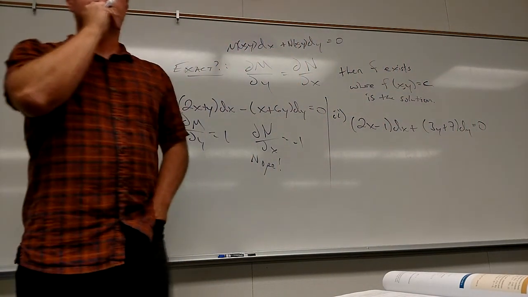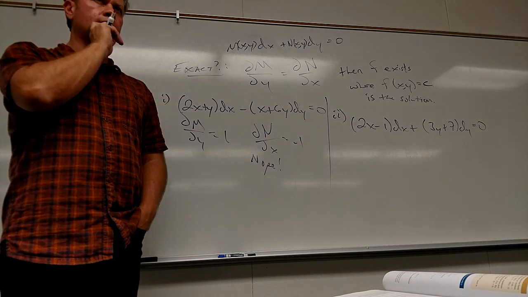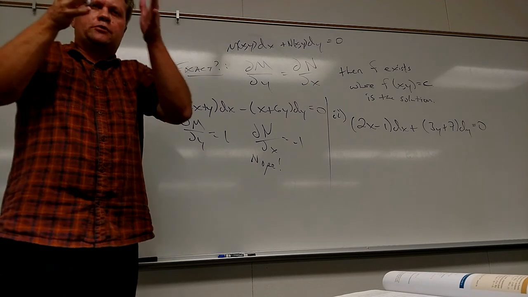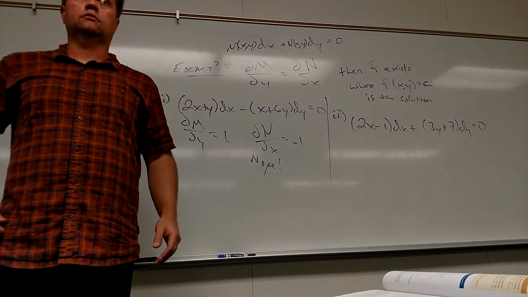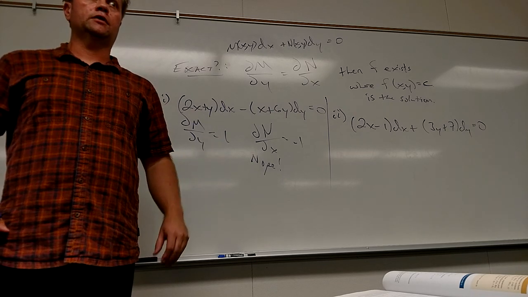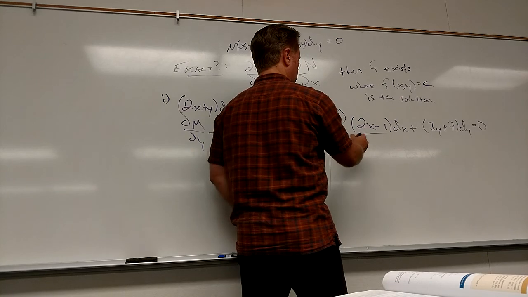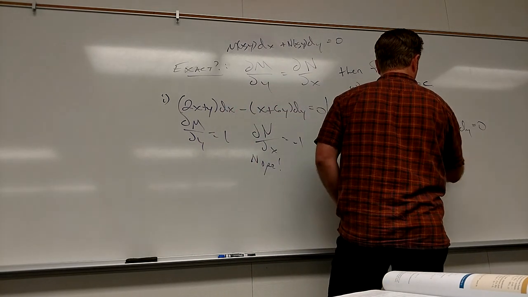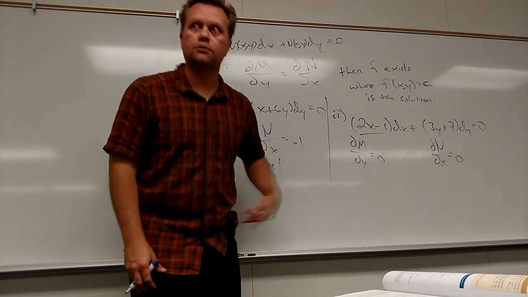It's kind of a good tell here. This is a situation where students get so absorbed in it they don't step back and see something really evident. So here's M, right? What's the partial of M with respect to y? 0. What's the partial of N with respect to x? 0. Is it exact? Yes, because those are equal.